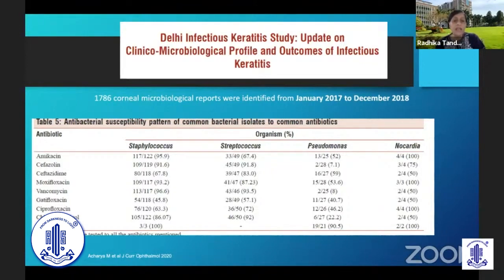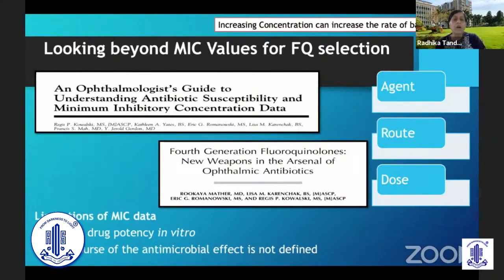And I'd like to highlight here that gatifloxacin resistance, if you see, to Pseudomonas again is showing as an emerging problem, and similarly with moxifloxacin. So now what do we do about it? How do we understand, and how do we select it?